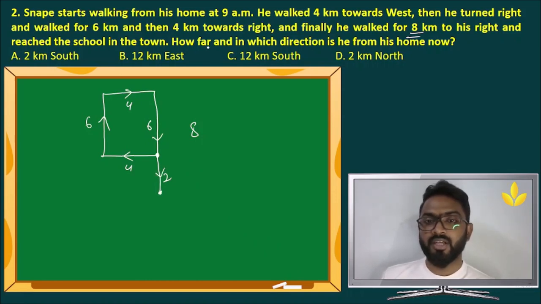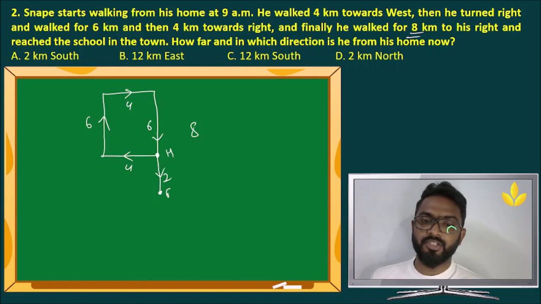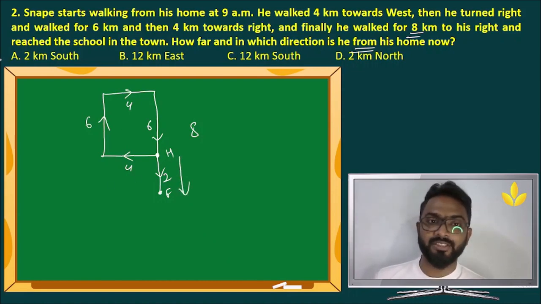So the question is, how far and in which direction is he from his home now? So home was here. Now the final position is here. How far? It is just 2 kilometers far. And in which direction? From his home. So we start from the home. This direction, that is south. That's it.